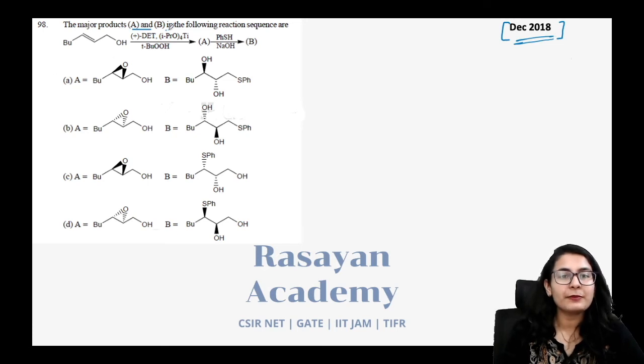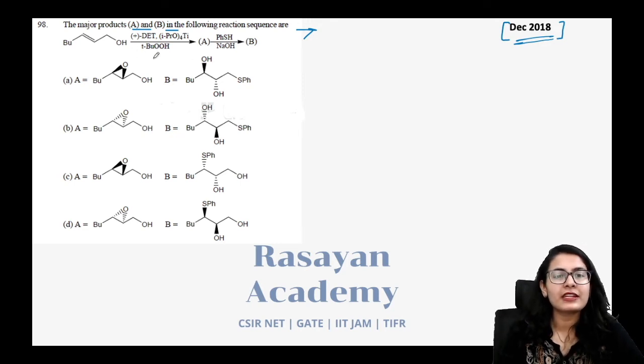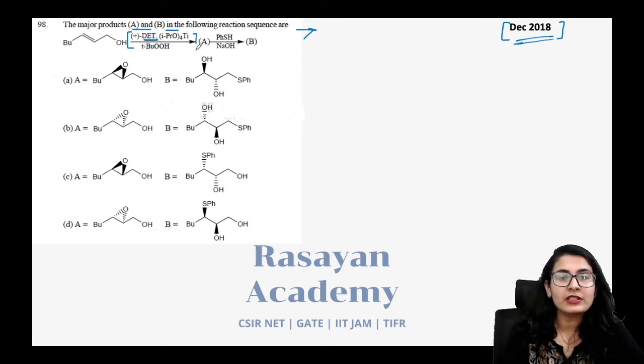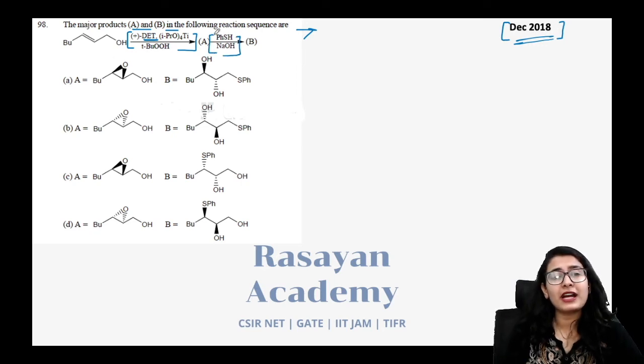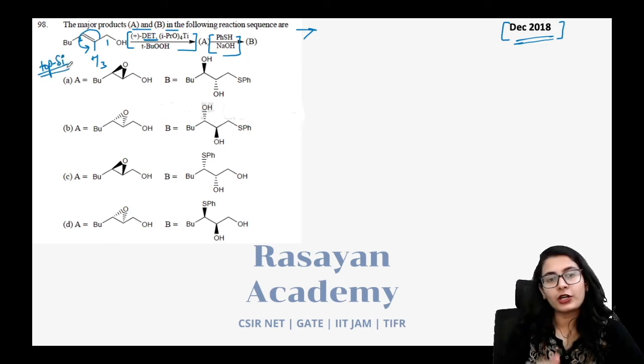Next is the December 2018 question. Major products A and B in the following reaction sequence are. So, yes, guys, let's do this question very simple once again. And again, the same concept. You are given R DET, that is refacial epoxidation, all right, and you are given Payne rearrangement for this. So, I just hope that you can do this in 2 seconds. All right, one, two, three. So, top is the si face, which means we are going to do bottom epoxidation.